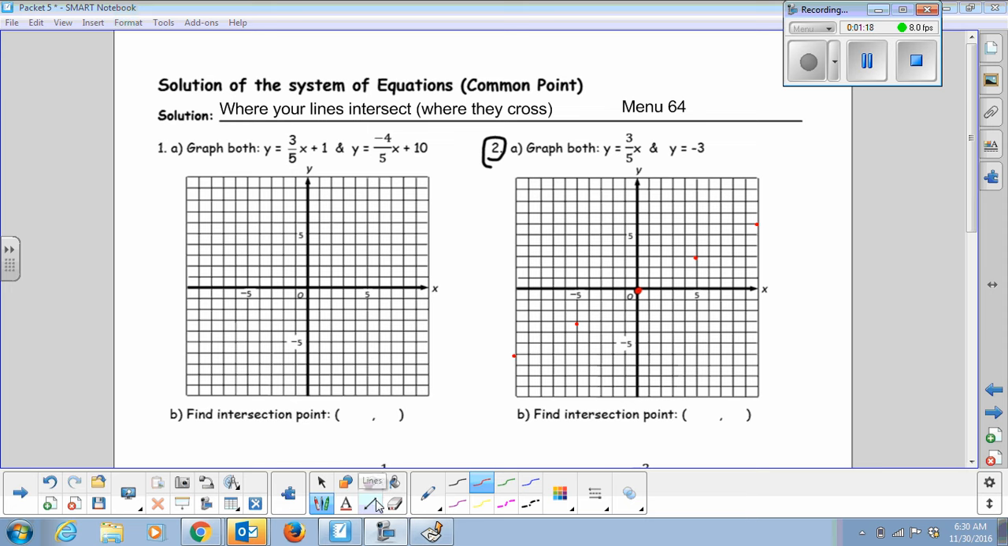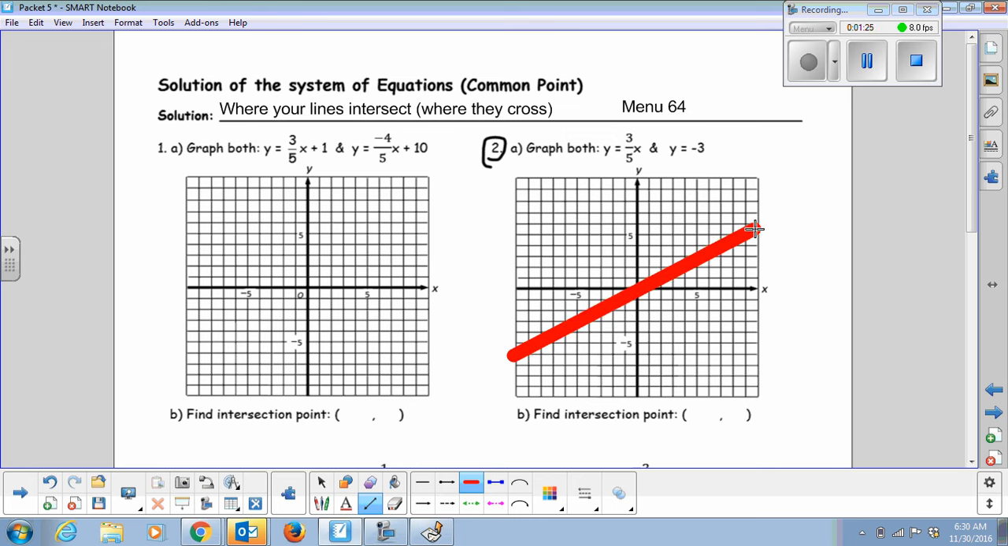And again, this time we don't have to deal with any sort of shading or anything dotted or solid, so just connect them in one straight line. There we go, that looks a little bit nicer. The second line, y equals -3, that's a horizontal line at -3. So I would just draw a straight line here.